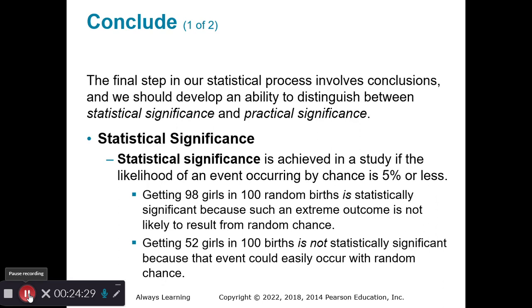So getting 52 girls out of 100 births, that would not be statistically significant because we kind of expect that. So statistical significance is something that is kind of a unique result, something that has a probability attached to it that is rather low and not likely to happen by chance alone.